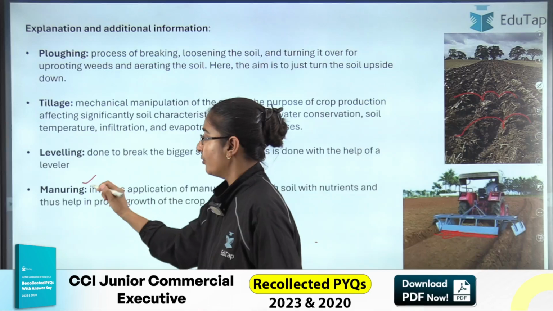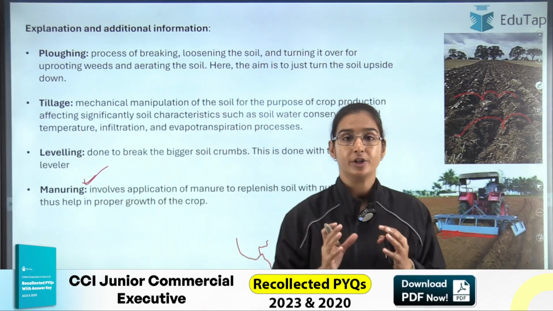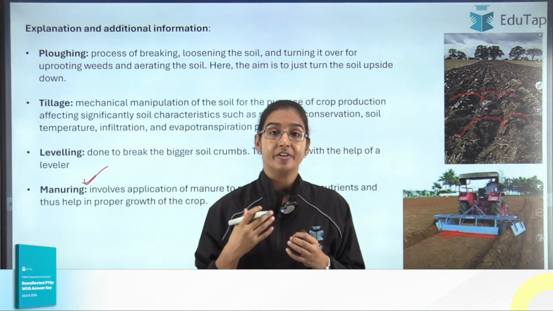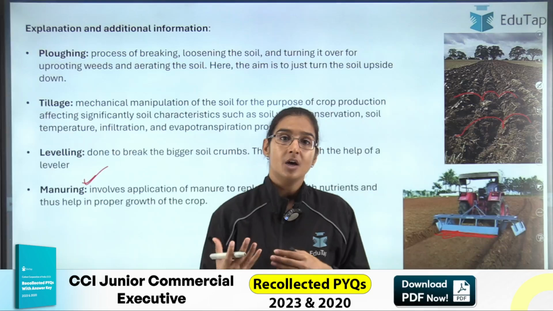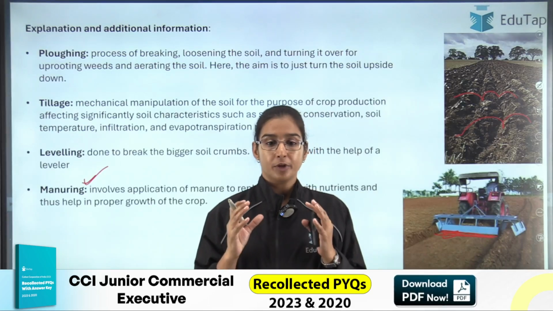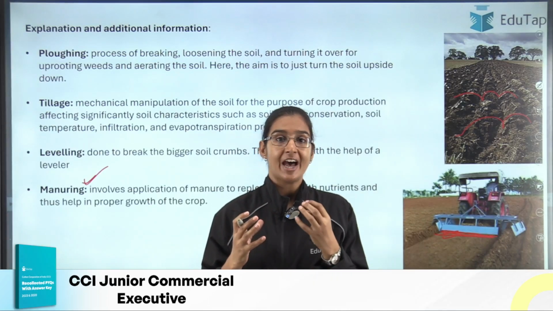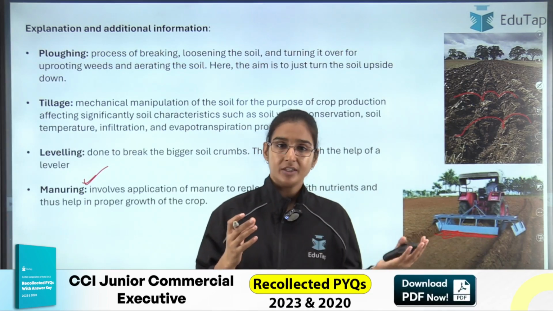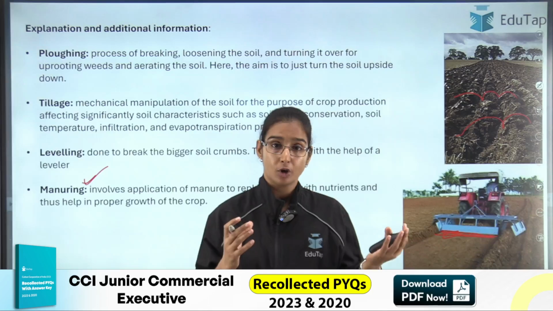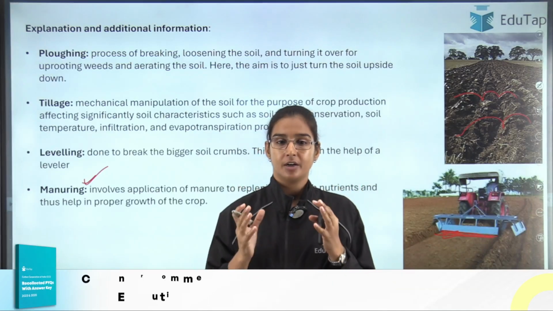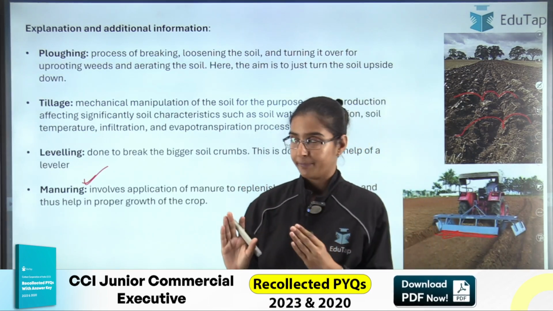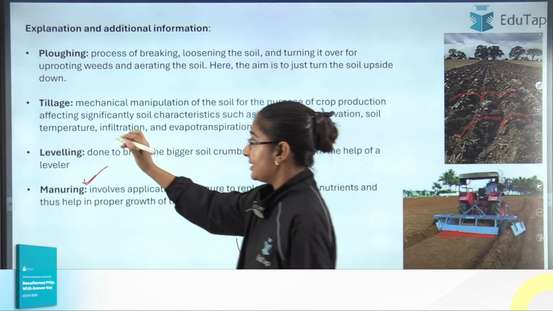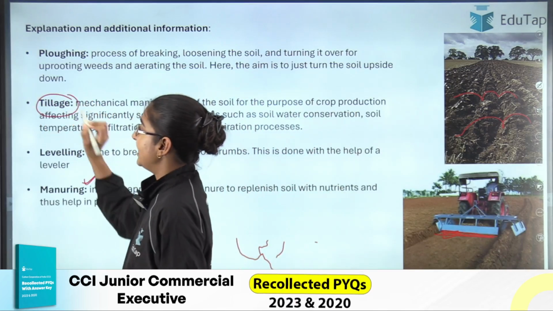Now, in manuring, what we essentially do is ensure that our soil is rich in nutrition also. So we provide the soil with nutrition to make sure that whatever nutrients have been depleted because of the previous season in which we have grown certain crops, we replenish the soil with those nutrients. We do the activity of manuring. Okay, now there is a last term which is left, and it is tillage.